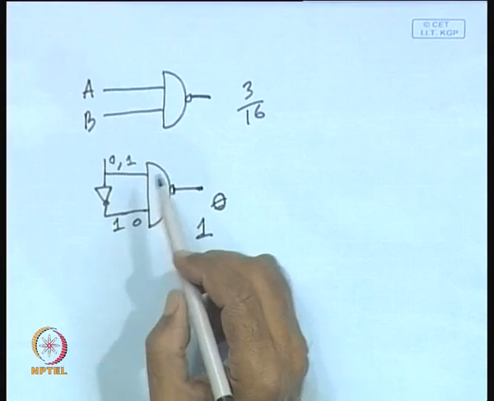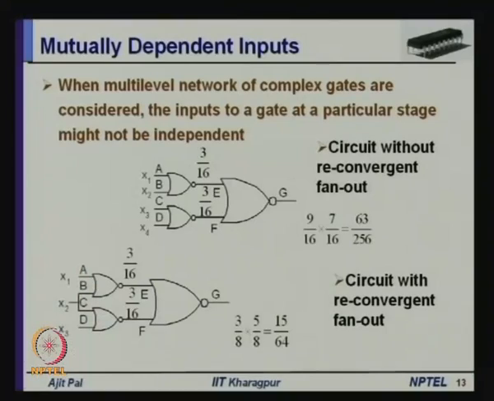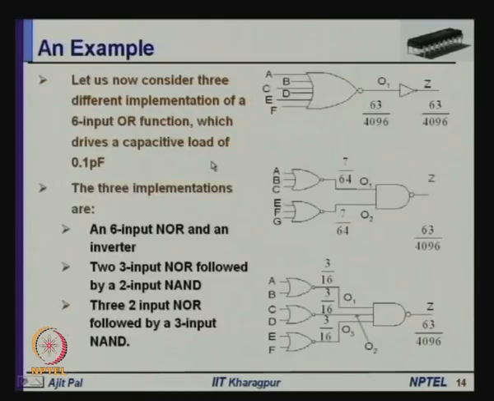So, this type of mutually dependent inputs you have to take into account when multi-level networks of complex gates are considered. The inputs of a gate at a particular stage might not be independent. So, you have to take this into account in your circuits.